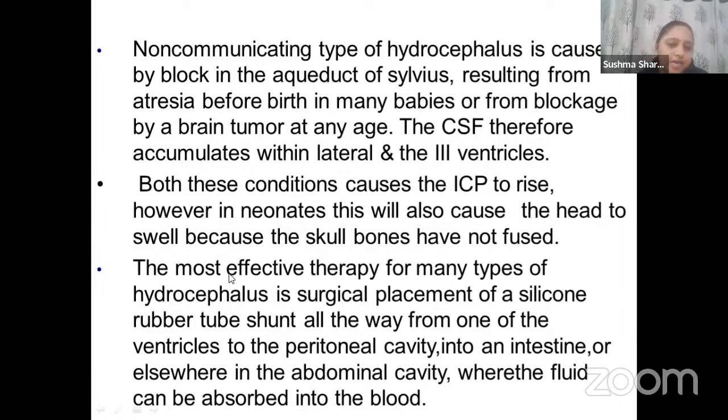The treatment is, I can only do a surgical placement of a shunt. Suppose I don't have the aqueduct of Sylvius; from the third and the lateral ventricle the CSF has come, and now it is stuck here because I don't have the aqueduct of Sylvius. I can just place an artificial stent over there, an artificial silicone rubber tube. And this shunt will then allow the CSF to flow through, correct? All the way from one of the ventricles to the peritoneal cavity or into the intestine. Generally, one end will be within the cranial cavity, and the other end will be in the intestine or elsewhere where the fluid gets absorbed.